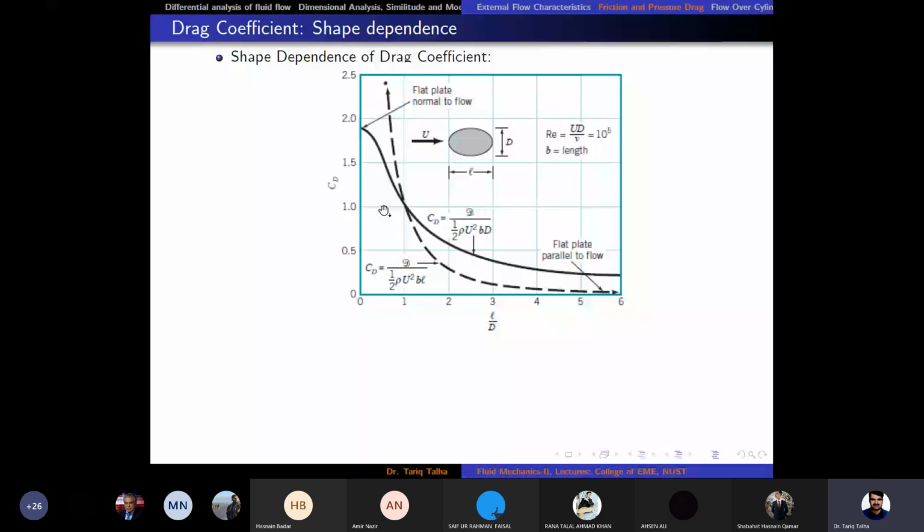So if you see here that when L upon D is 0, what does it mean? That the flat plate is normal to the flow. But as we increase the L upon D ratio, when L upon D is equal to 1, what does it mean? That we are talking about the flow over a cylinder, because in that case this L would also be equal to the diameter, right?